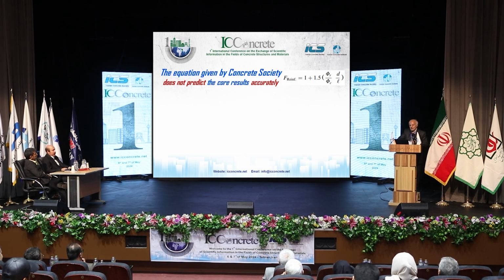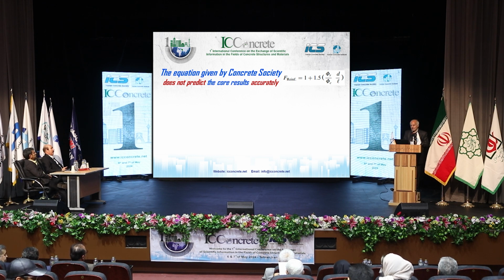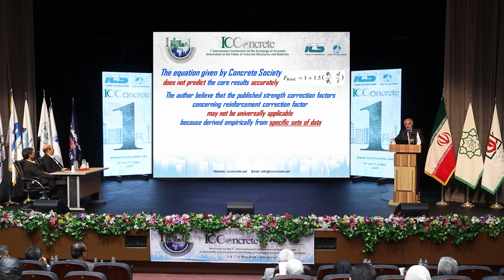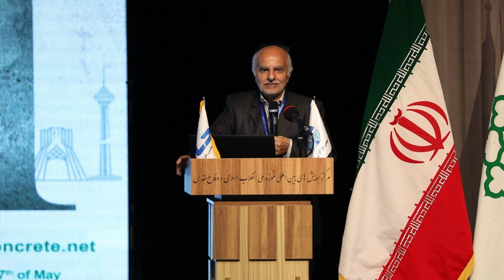The equation given by the Concrete Society, as I showed you with a number of parameters, does not predict the core strength accurately. As you can see, the parameters taken by the British Standard and Concrete Society are just the size of the steel bar and the location of the steel relative to the end of the core. Other parameters have not been considered, and I'll show you that especially the deviation of the steel bar from the main axis is very effective. I believe the published strength correction factor for reinforcement may not be universally applicable because it is derived empirically from a specified set of data.